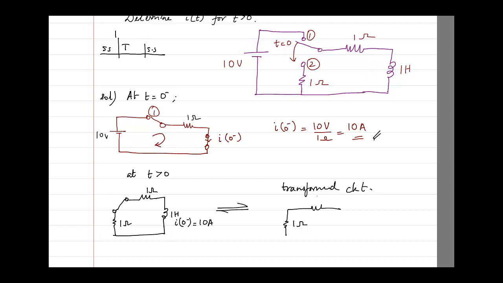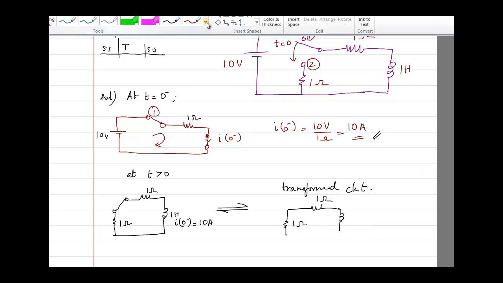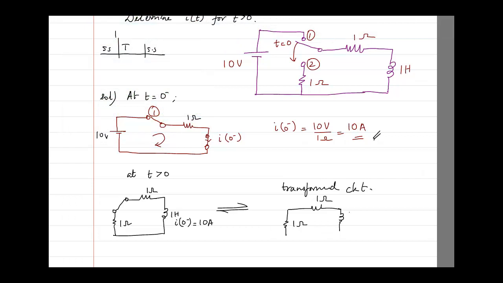Similarly, here also I will have 1 ohm. And now the inductor is going to be Ls. Here L is 1, so it will basically become S. So 1 into S, it will become S.